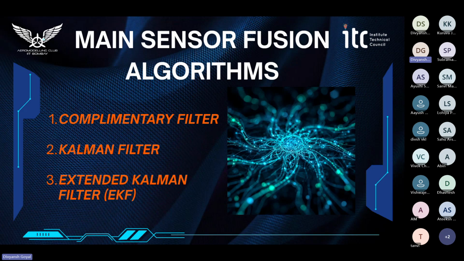There are mainly three sensor fusion algorithms. First is the complementary filter, which is the most basic one. Another is the Kalman filter, which is more on the advanced side and used in autonomous drones, and the extended Kalman filter, which is the extended version of the Kalman filter and is used mainly in industry.